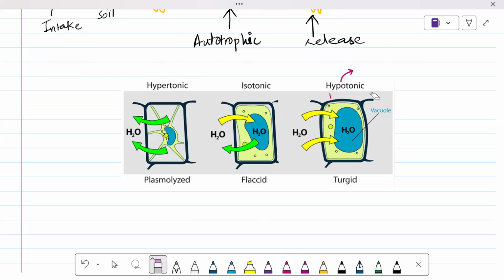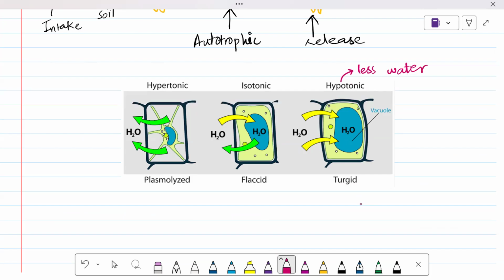So what will happen inside the cell? They are talking about the cell. Less water as compared to the surrounding. Hypotonic means the cell has less water. So what will be the movement of the water? If there's less water in the cell, it will go inside. Yes, less water inside. But if there's less water outside, then it will go outside.